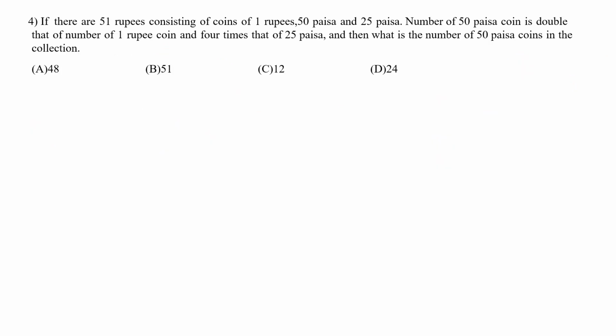If there are 51 rupees consisting of coins of 1 rupee, 50 paisa and 25 paisa, the number of 50 paisa coins is double that of the number of 1 rupee coins and 4 times that of 25 paisa coins, then what is the number of 50 paisa coins in the collection?